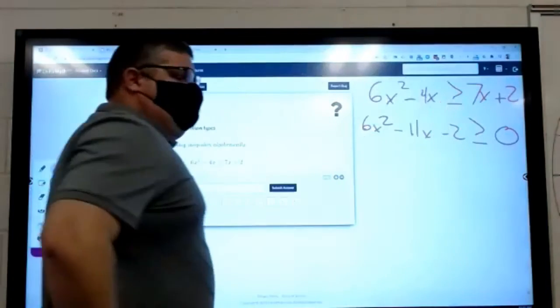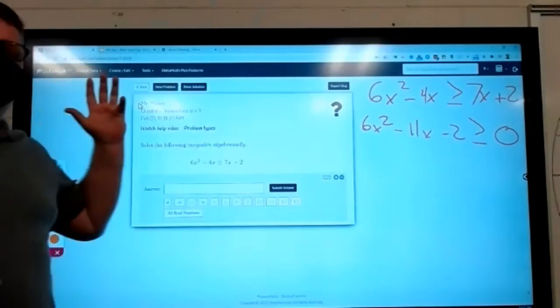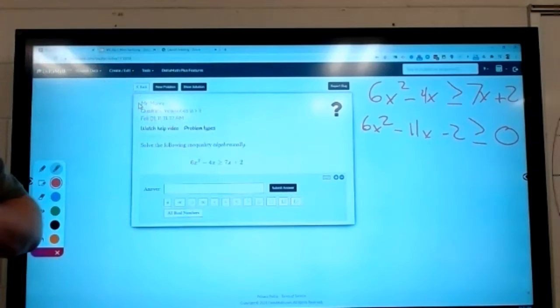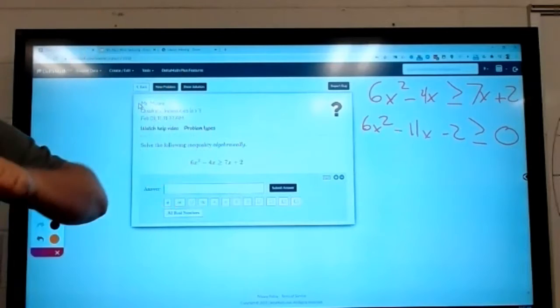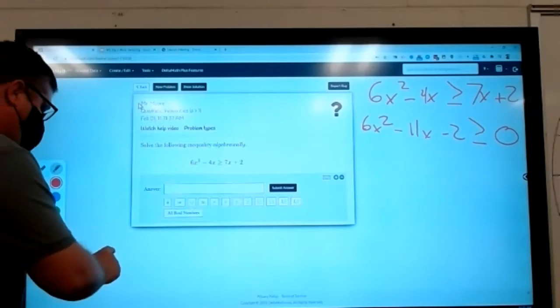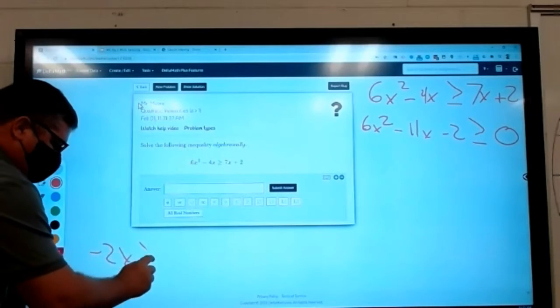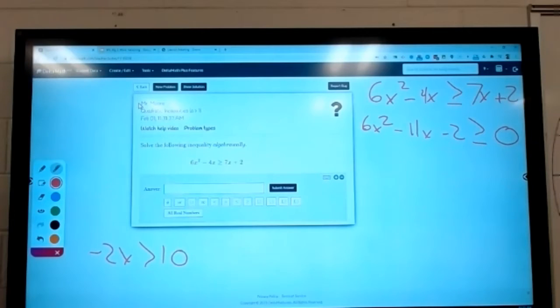All right, so here we go. So we moved everything over to one side. When is the only time you need to switch that greater than or less than sign? It's negative. When I divide or multiply by a negative. And let's talk about why real quick. Negative 2x is greater than 10. Okay, which side is the negative on? The left side.